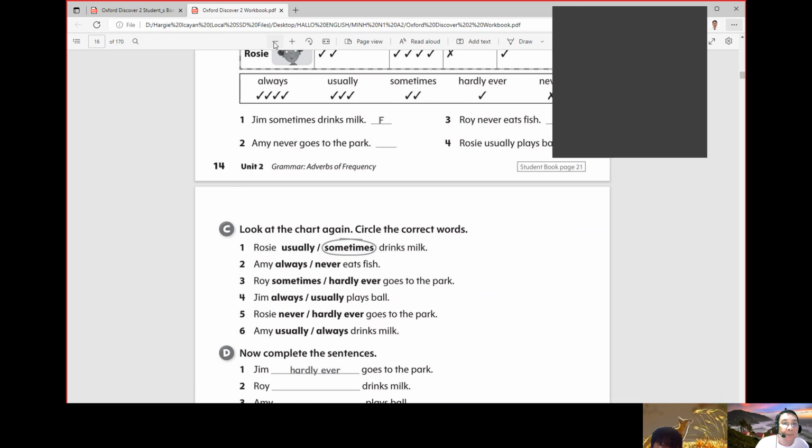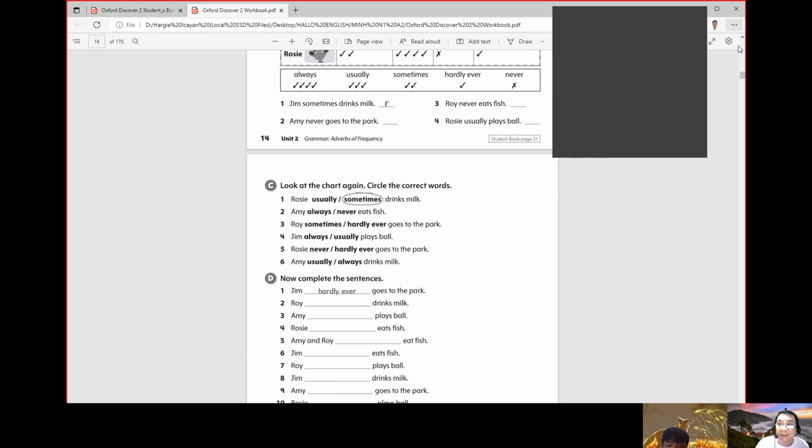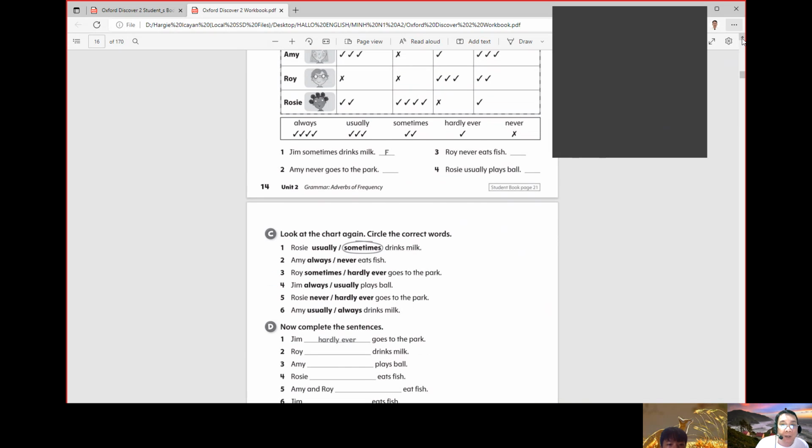Wait, I have to make this one smaller a little bit. I hope you can see this one, Min. Can you see it? Yes, I can see. Okay, so I have to go up that.